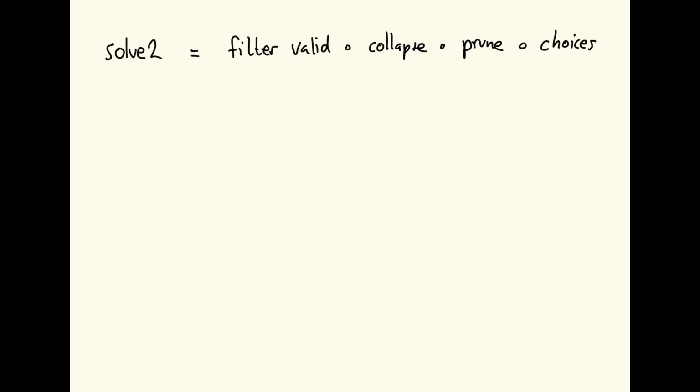Okay, so we've got the idea of pruning now. Now we can define a new Sudoku solver. So let me define our second Sudoku solver. I'll call it solve2, and it's going to be defined very similarly to before. It's going to be filter valid after collapse after prune after choices. So it's a big function composition again, except what we've done now is we've introduced our pruning helper function here between the choices function and the collapse function.